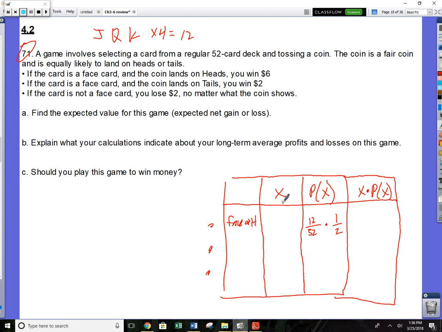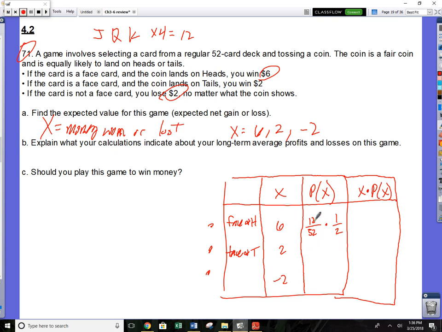Okay, now x, so big X, I guess we should start off defining. Big X is going to be the money won or lost. So little x is going to take on these values. Little x can be, you're going to win $6, you're going to win $2, or you're going to lose $2. So that one's $6, this is 2, and this is a -2. So I win $2 if it is face and tails.